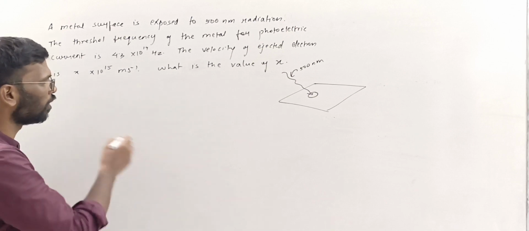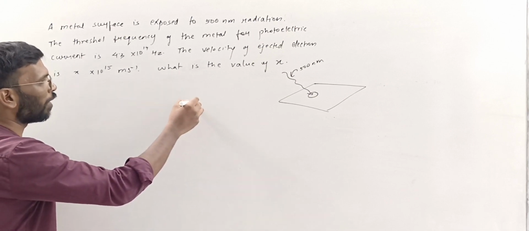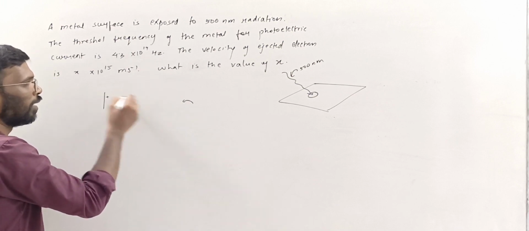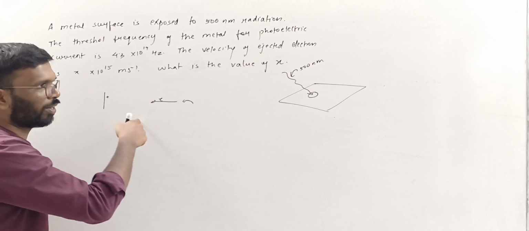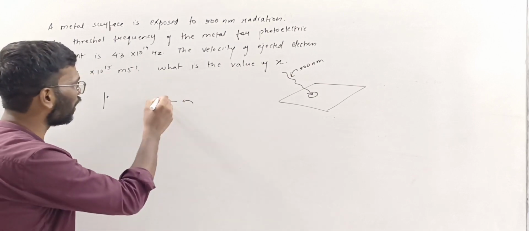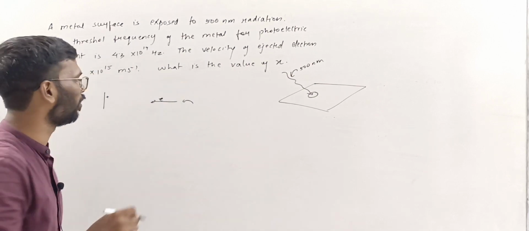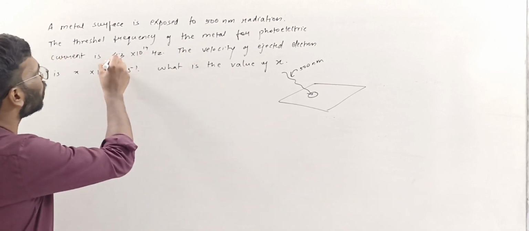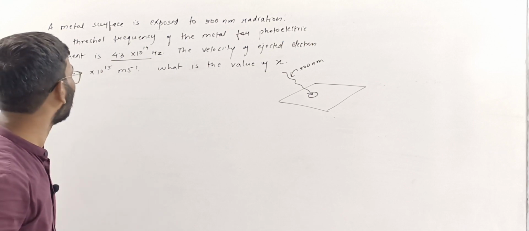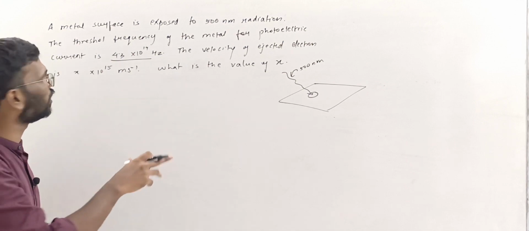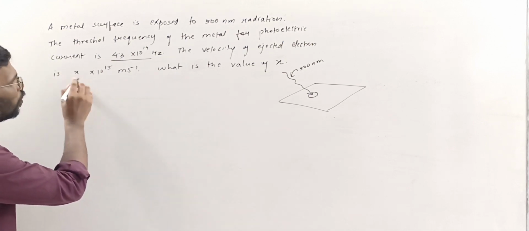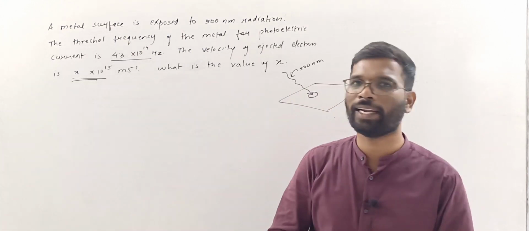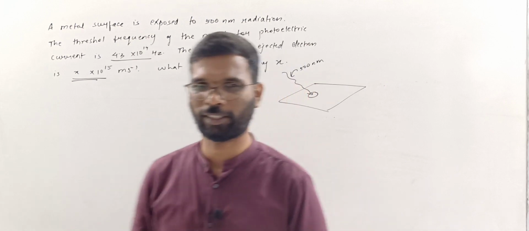Photoelectric current means what? I showed you that setup. The electron was getting ejected out and moving toward the positive part. Movement of the electron leads to a current. A current generated by that electron is called photoelectric current, right? So it is only talking about the ejection of the electron, the minimum frequency required for ejection of the electron. And the velocity of the ejected electron is given as x into 10 raised to 15 meter per second, and you need to find the value of x.